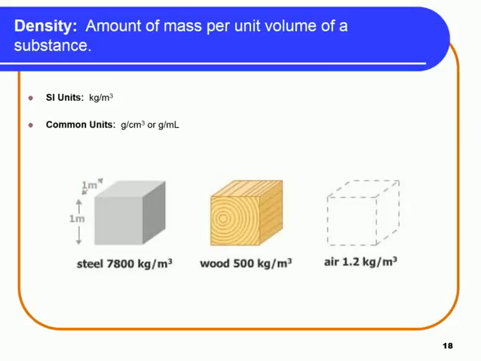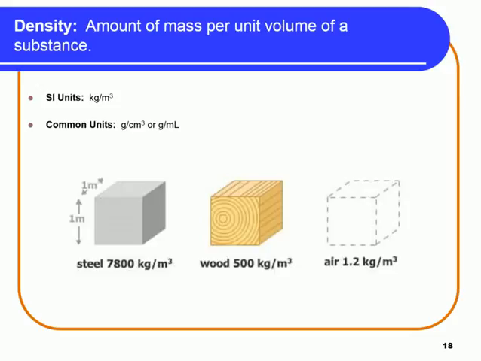Density is one of those derived units. We talked about this in our penny density lab. It's the amount of mass per unit of volume of that stuff. Right? The SI unit is kilograms per meter cubed. The common unit that we are going to use in our class is grams per cubic centimeter or grams per milliliter. They're the exact same thing.